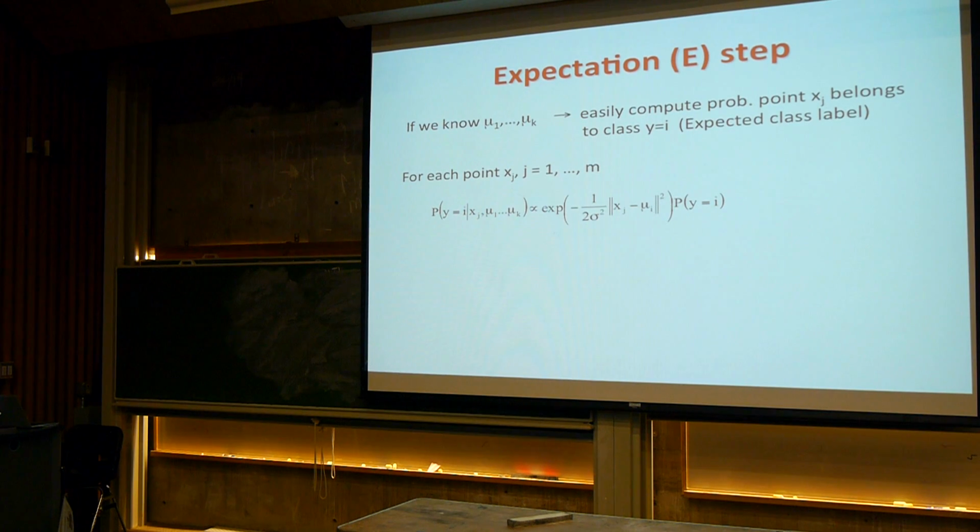And that is just, by using Bayes' rule, you can write it as the joint probability under the mu's divided by p of xj.